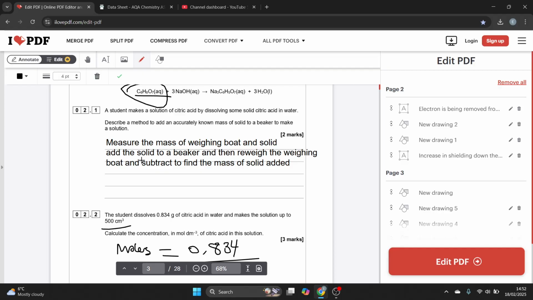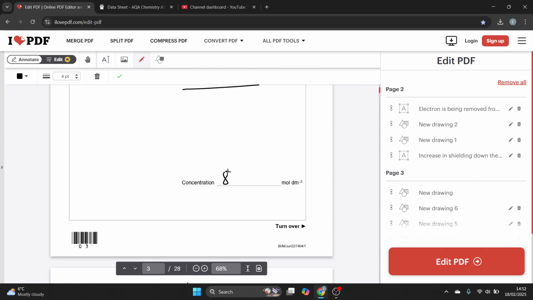But I want the volume in dm cubed, not centimeters cubed. So I divide the volume by 1,000. So it's 0.500. 8.69 times 10 to the power minus 3, or 0.00869. 1, 2, 3. Perfect.